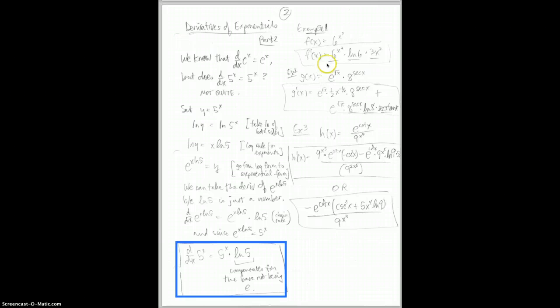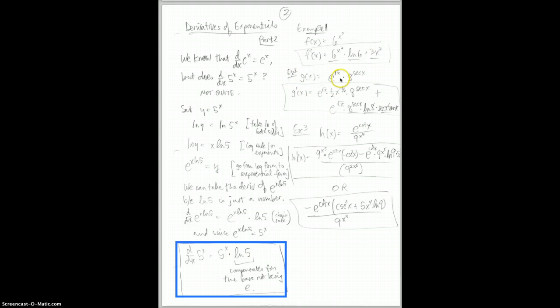Example 1. 6 to the x cubed. The derivative of e to the x is e to the x. The derivative of 6 to the x cubed is 6 to the x cubed, times this compensator to take into account that you're not base e, you're base 6, and then times the derivative of what's inside.